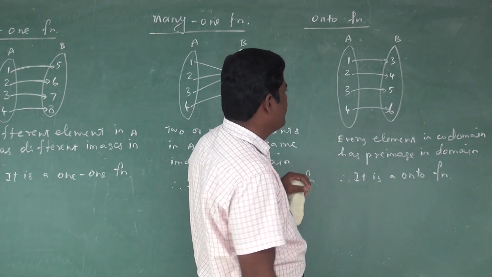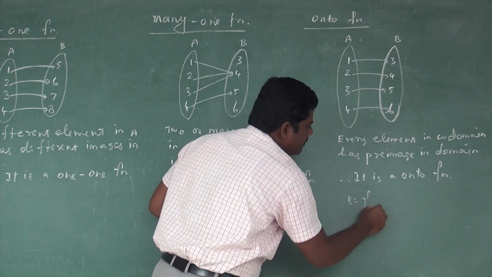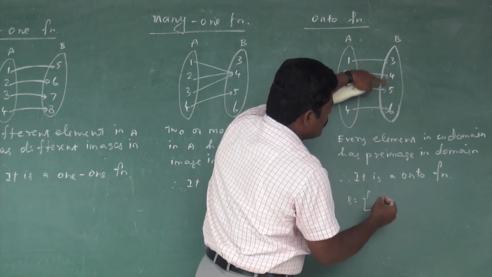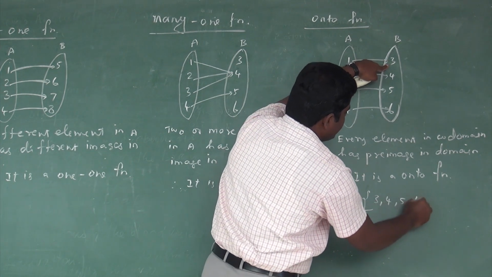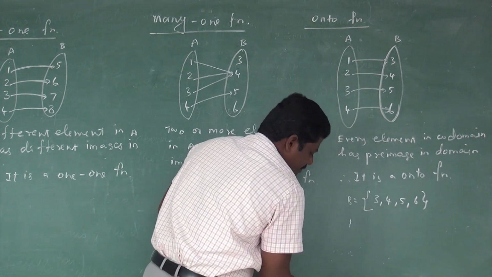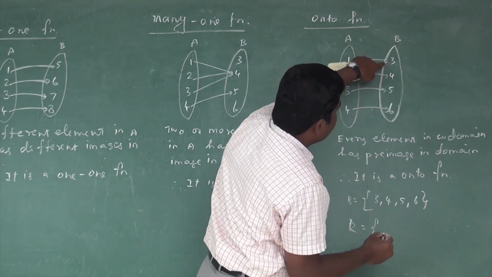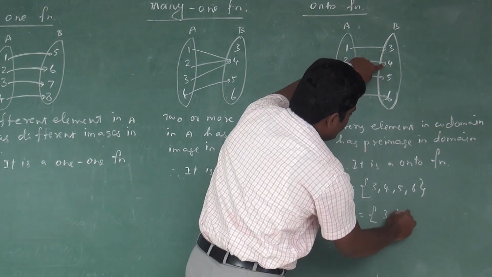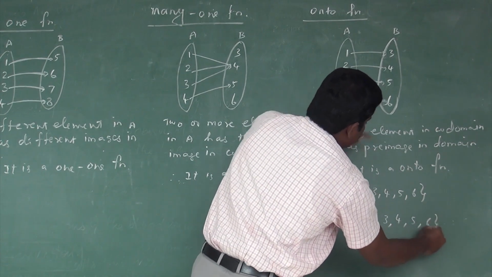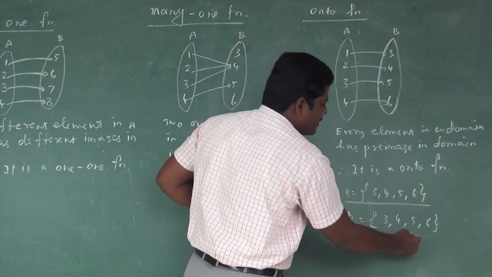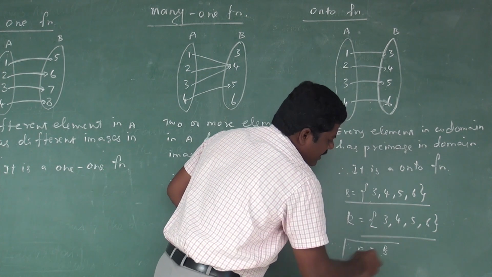In other words, this is a codomain. The codomain is B, and B is equal to 3, 4, 5, 6. So what is the range of this function? The range is the same: 3 has a pre-image, so 3; 4 has a pre-image, so 4; 5 also has a pre-image, 5; 6 also has a pre-image, 6. So here the codomain is 3, 4, 5, 6 and the range is also 3, 4, 5, 6. Here the range is equal to the codomain.